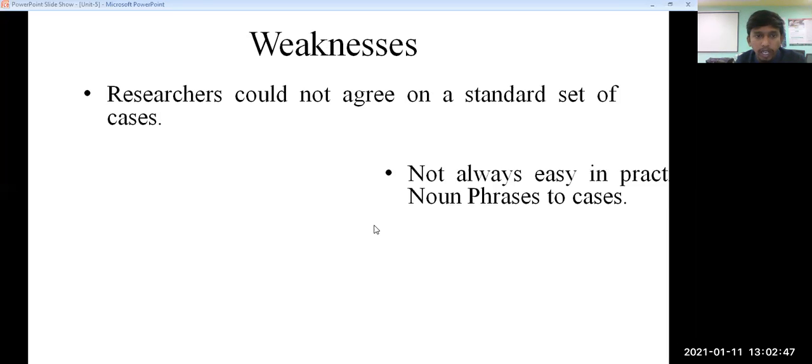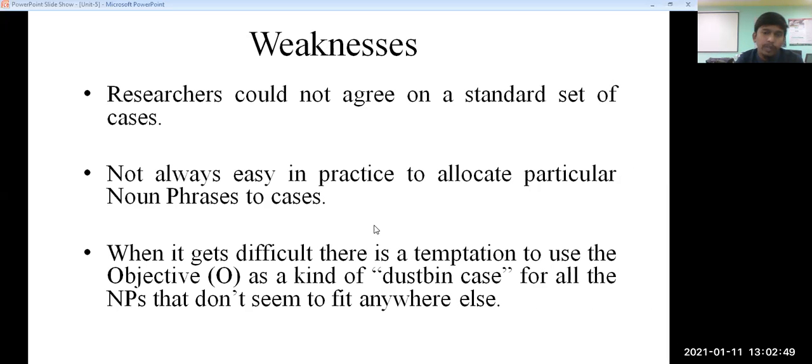So coming to the last slide, that is the weakness of case grammars, or you can call it the weakness of natural language processing analysis. Researchers could not agree on a standard set of cases because there is a lot of ambiguity in the data. It is not always easy in practice to allocate particular noun phrases to cases. So that's it about case grammar, guys.